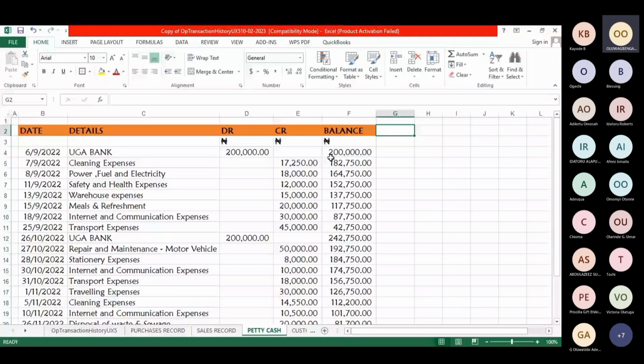So I'll come here, I'll say cleaning. Cleaning, expenses related to cleaning. If I do the analysis here, 17,250. So I'll come here and say this one is relating to power and lighting.